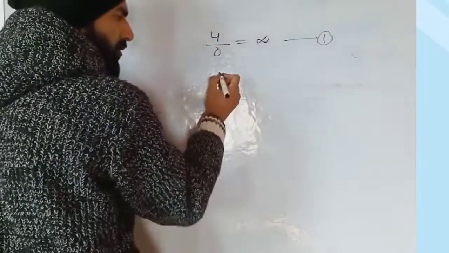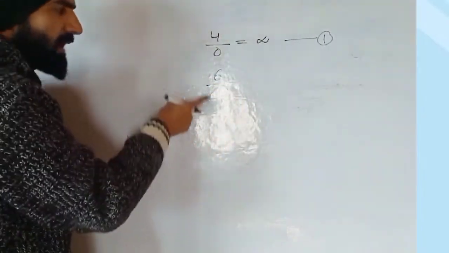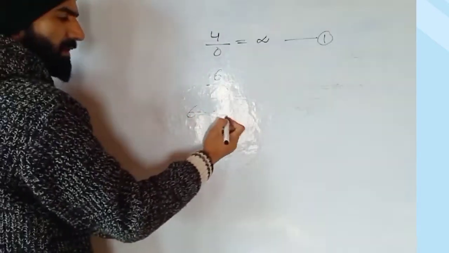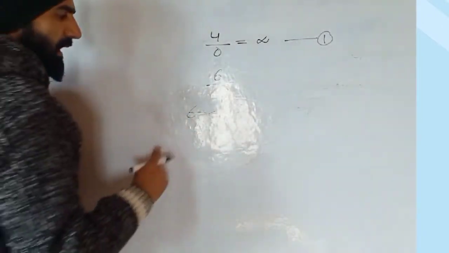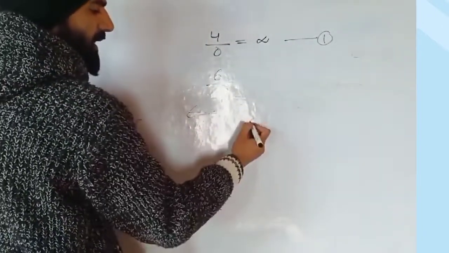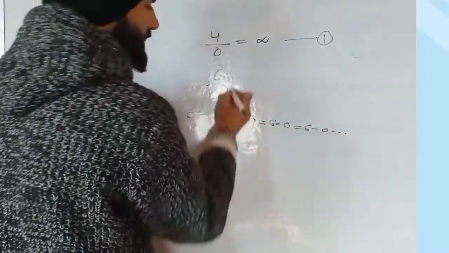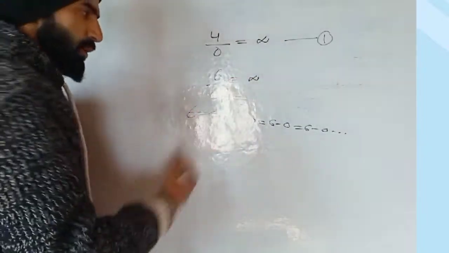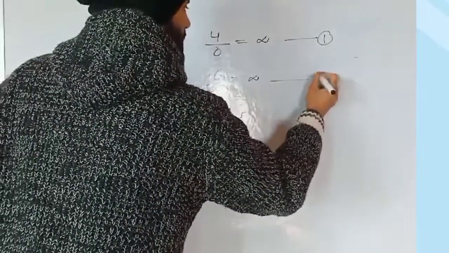Now I have one more thing, 6 by 0. Here again I will be subtracting 0 from 6, and my aim will be to reach 0. But here again I am getting the same result. I have to subtract infinite times because I cannot reach the 0 point, so infinite. Let me call this equation second.